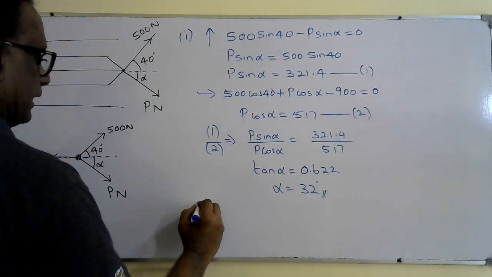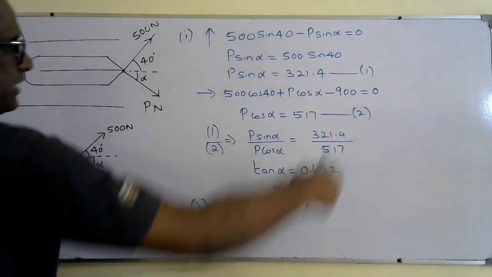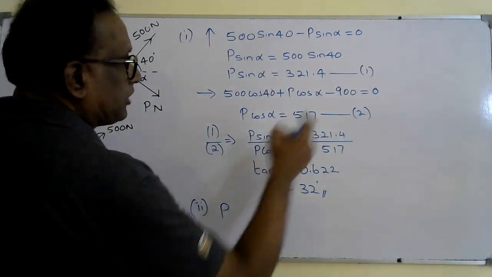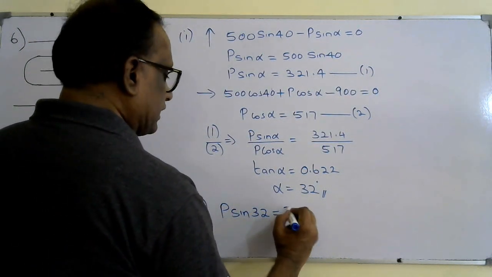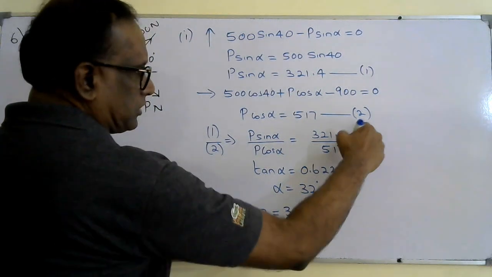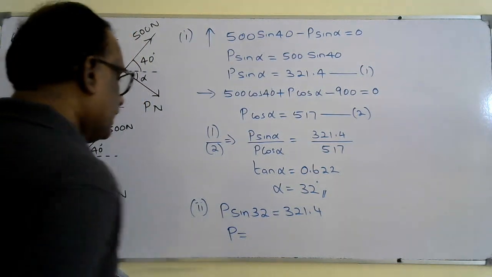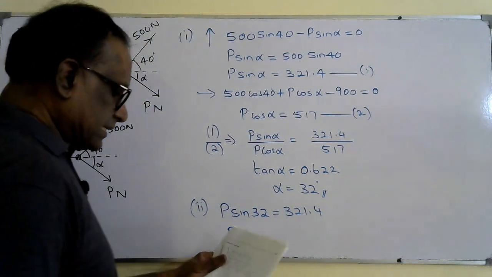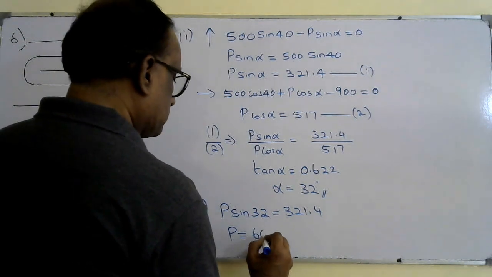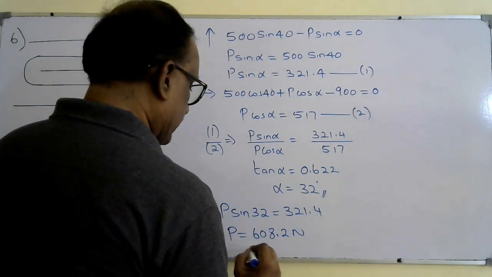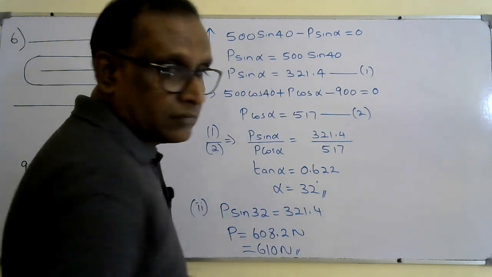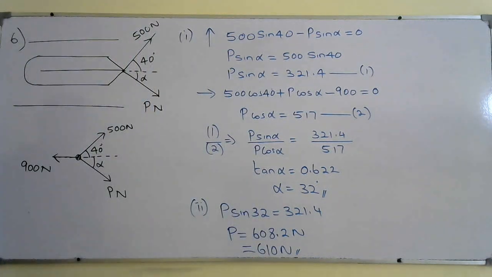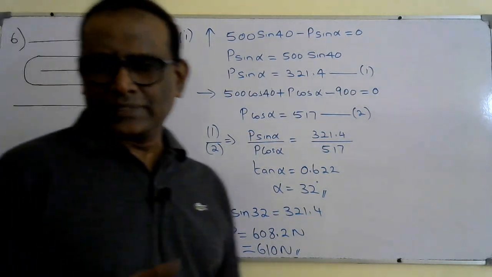Second part, they asked to find P. Substitute this value of alpha in one of the equations. If I use the first equation, P sin 32 is equal to 321.4. If you want, you can substitute in the other; anyway, you will get the same answer. So P will be equal to 608.2. If you want to give it in 2 significant figures, that will be 610 Newton. If you want, you can use Lami's theorem, but this is easy.